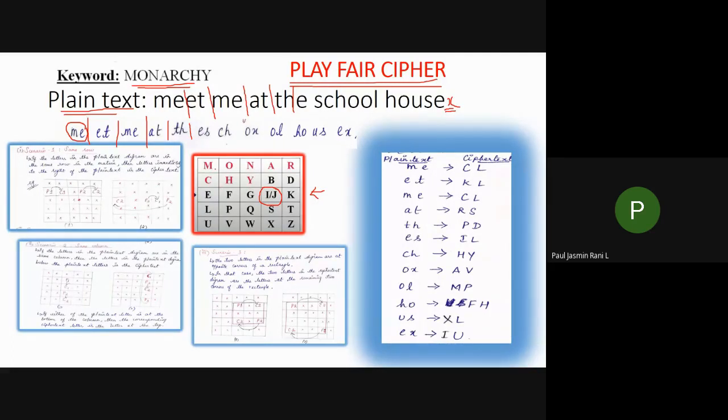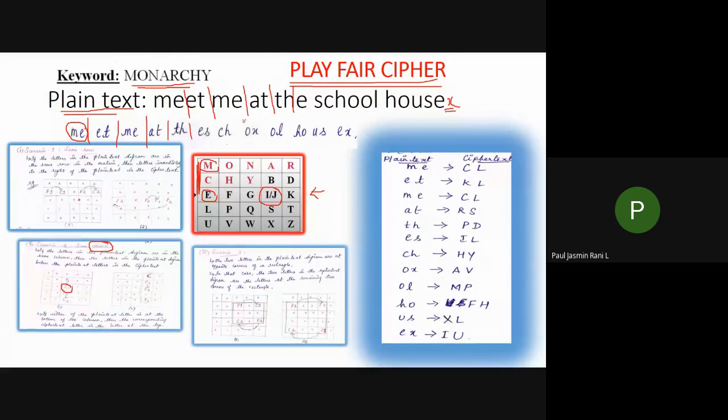So see this tabular column, that is your matrix. Here you have M and here you have E. So this lies on the same column, isn't it? If it lies on the same column, then what you have to do is consider the immediate next alphabets.